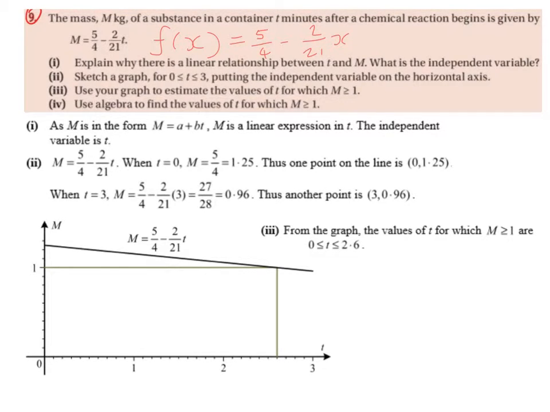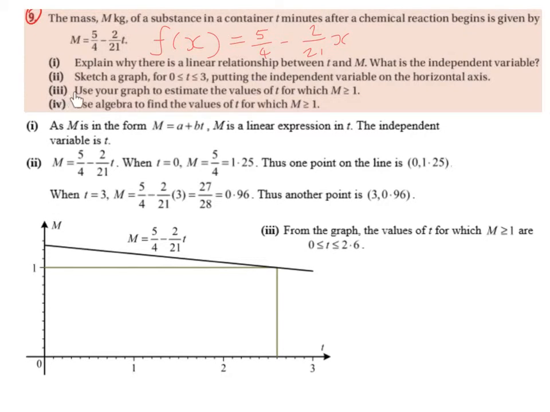Ideally though, if you are subbing in x values to get y values, or in this case subbing in t values to get m values, ideally you would want to have 3 points on the line, because if you do make a mistake and you've only got 2 points, you won't know you've made a mistake. However, if you've got 3 points and they don't line up, then you'll know you've made a mistake.